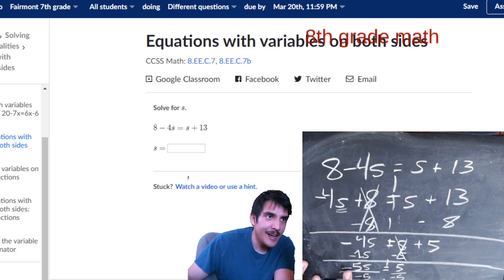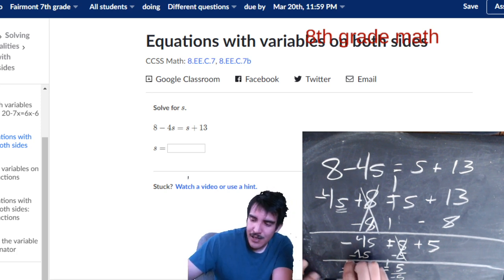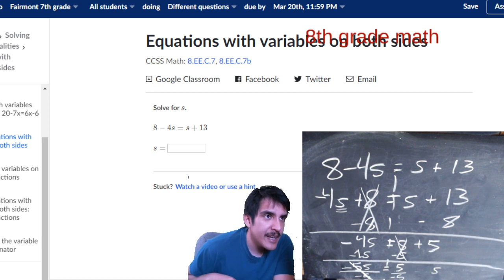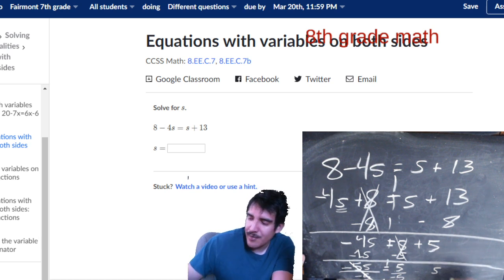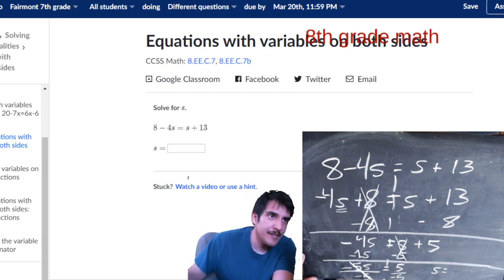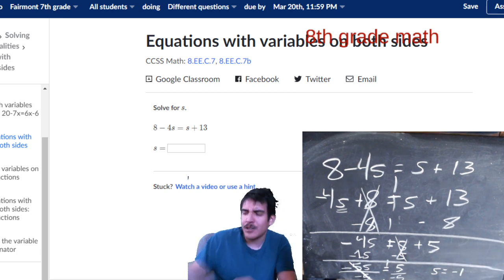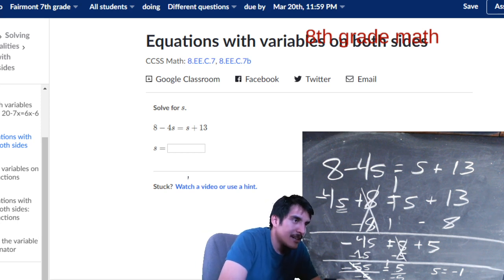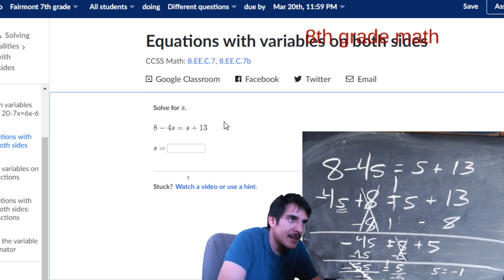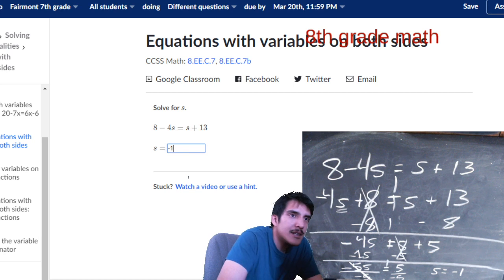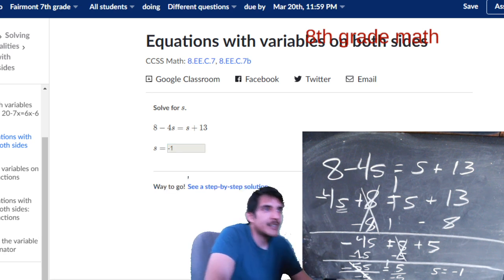So let us see what we get. Negative 5s divided by negative 5. I cross these out because it equals 1s now. So I'm just going to put s. And then on the second side, I have 5 divided by negative 5. Well, I know 5 divided by 5 is 1. 5 divided by a negative 5 is negative 1. All right. Oh, no. I clicked the wrong box. All right. S equals negative 1. And check. Hooray, hooray, hooray.